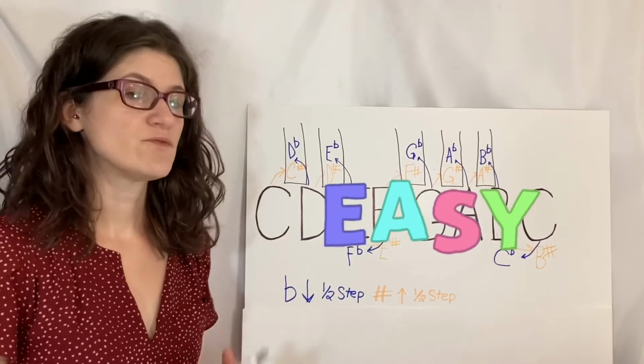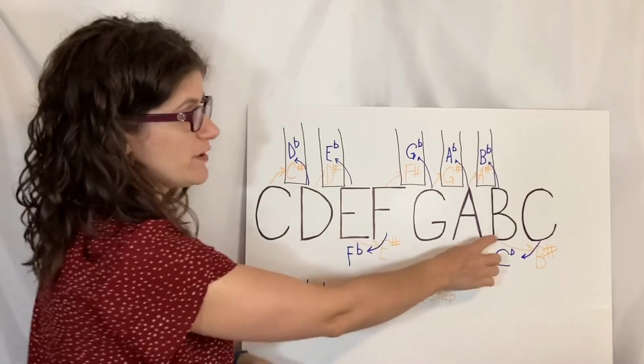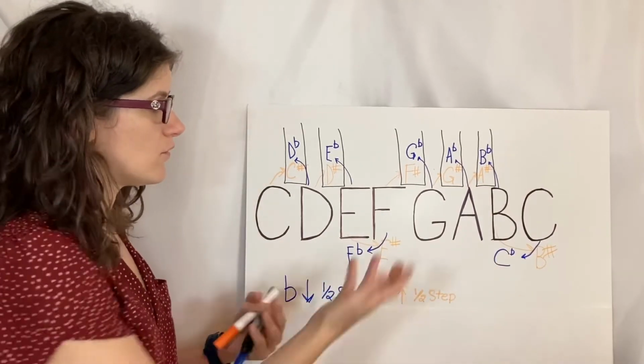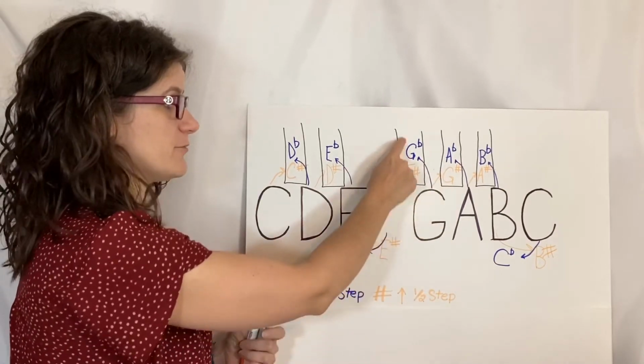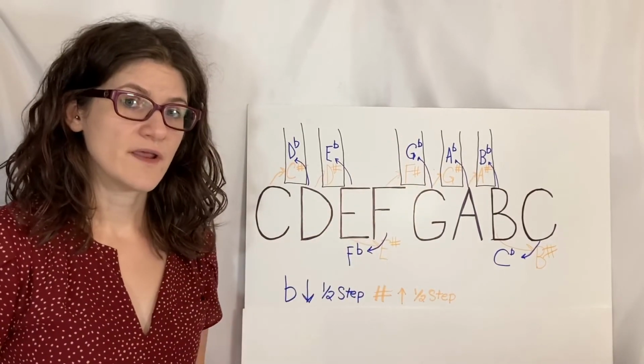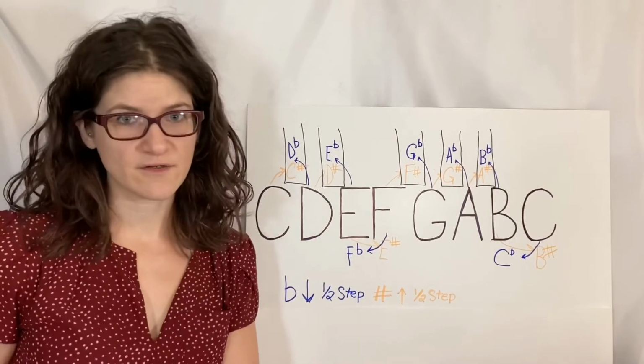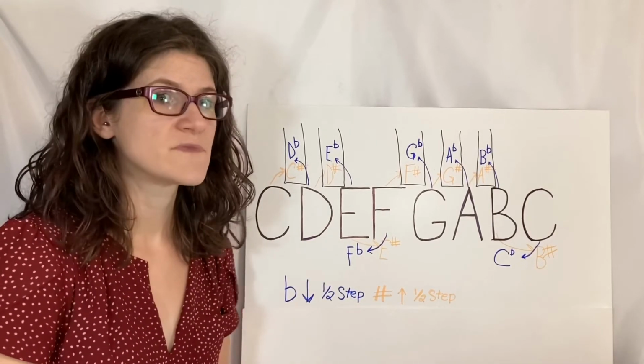Now, there is a reason in music why sometimes we might call this a B, sometimes we might call it a C flat, or sometimes we might call this an F sharp and sometimes a G flat. And it really has to do with music theory. And so that's a whole other discussion, but there is a reason for it.